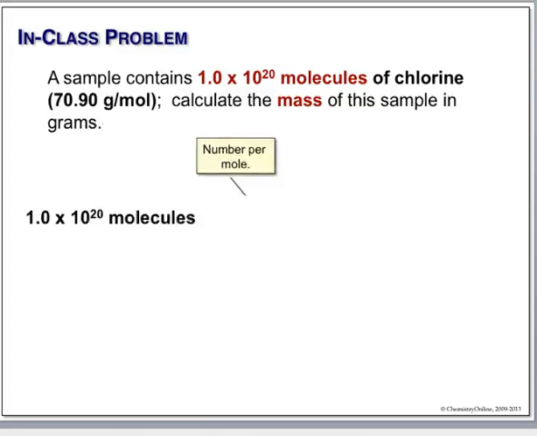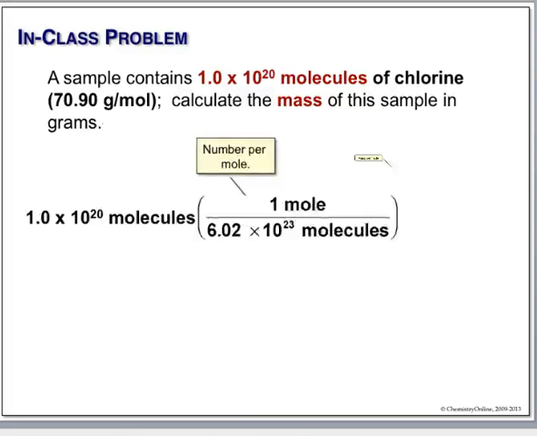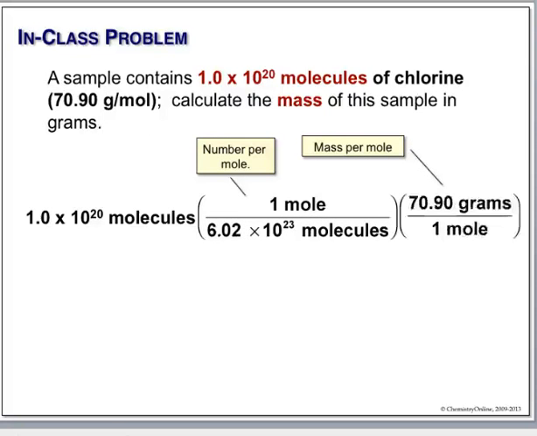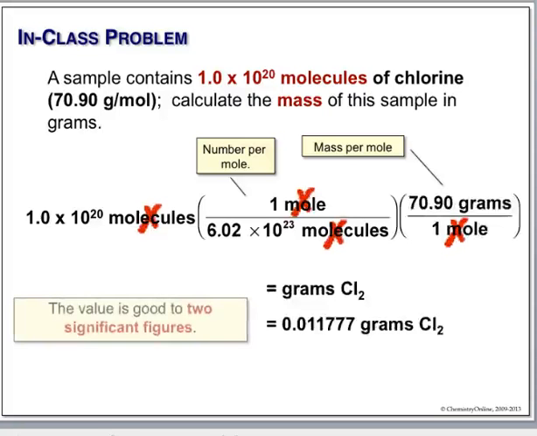We are given 10 to the 20 molecules. We know that there are 10 to the 23rd molecules in every mole. Molecules is in our denominator. We know that every mole weighs 70.9 grams. We're left only with grams. We have 2 significant figures, so this is 0.012.